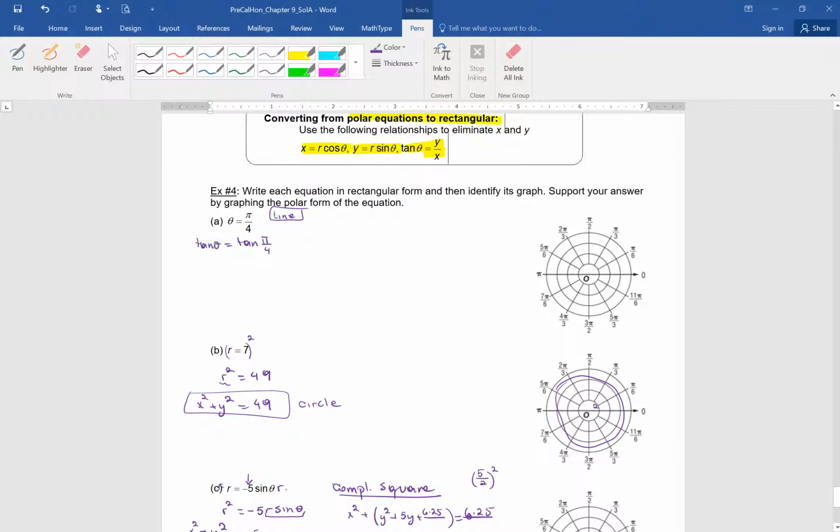All right, so here we take the tangent of both sides, and now tangent of theta is equal to tangent of pi over 4, which is just 1. Now, tangent of theta is y over x, which is equal to 1, meaning y is equal to x. All right? So it's the line y equals x, which looks like that.